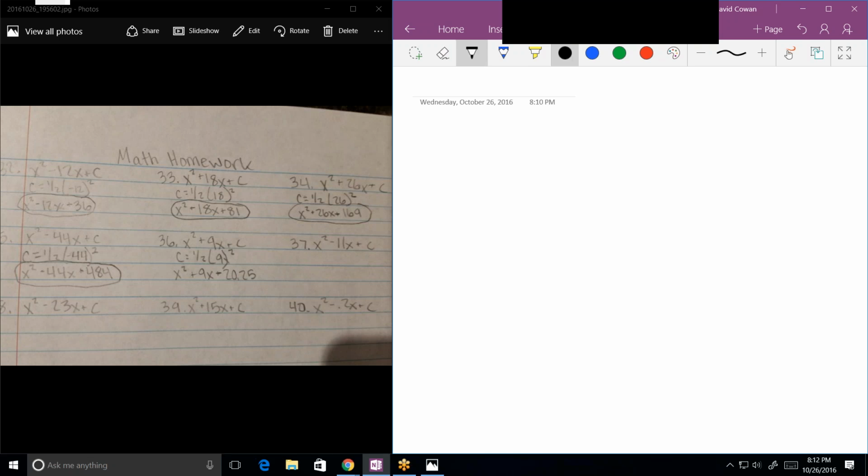So let's look at 33. What we really want to do is complete the square on that right there. And whatever we put in there is the C, I gather. So what do I put in there? I said 81. Yeah, plus 81, because first I take half of 18, which is 9. Then I square it. Again, I made the same mistake here.